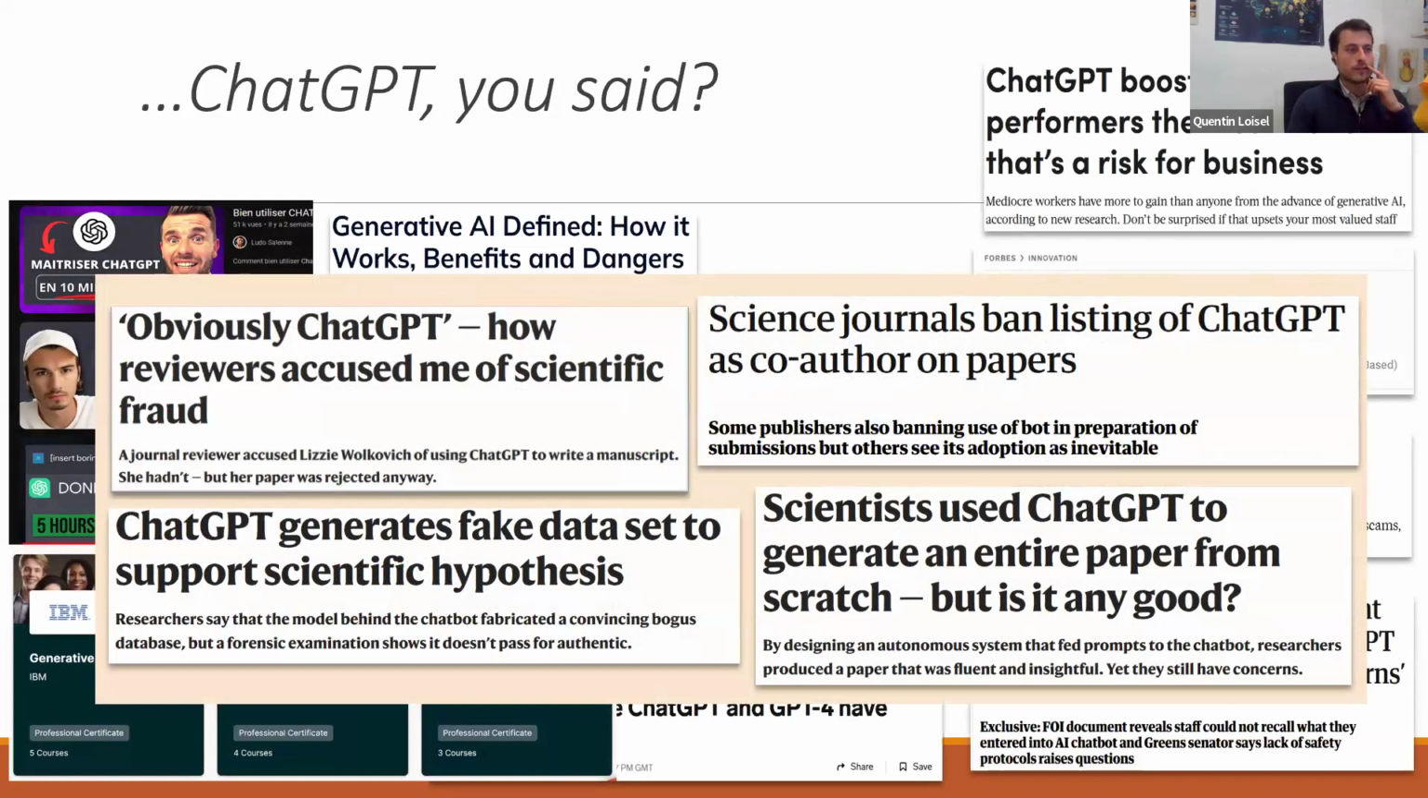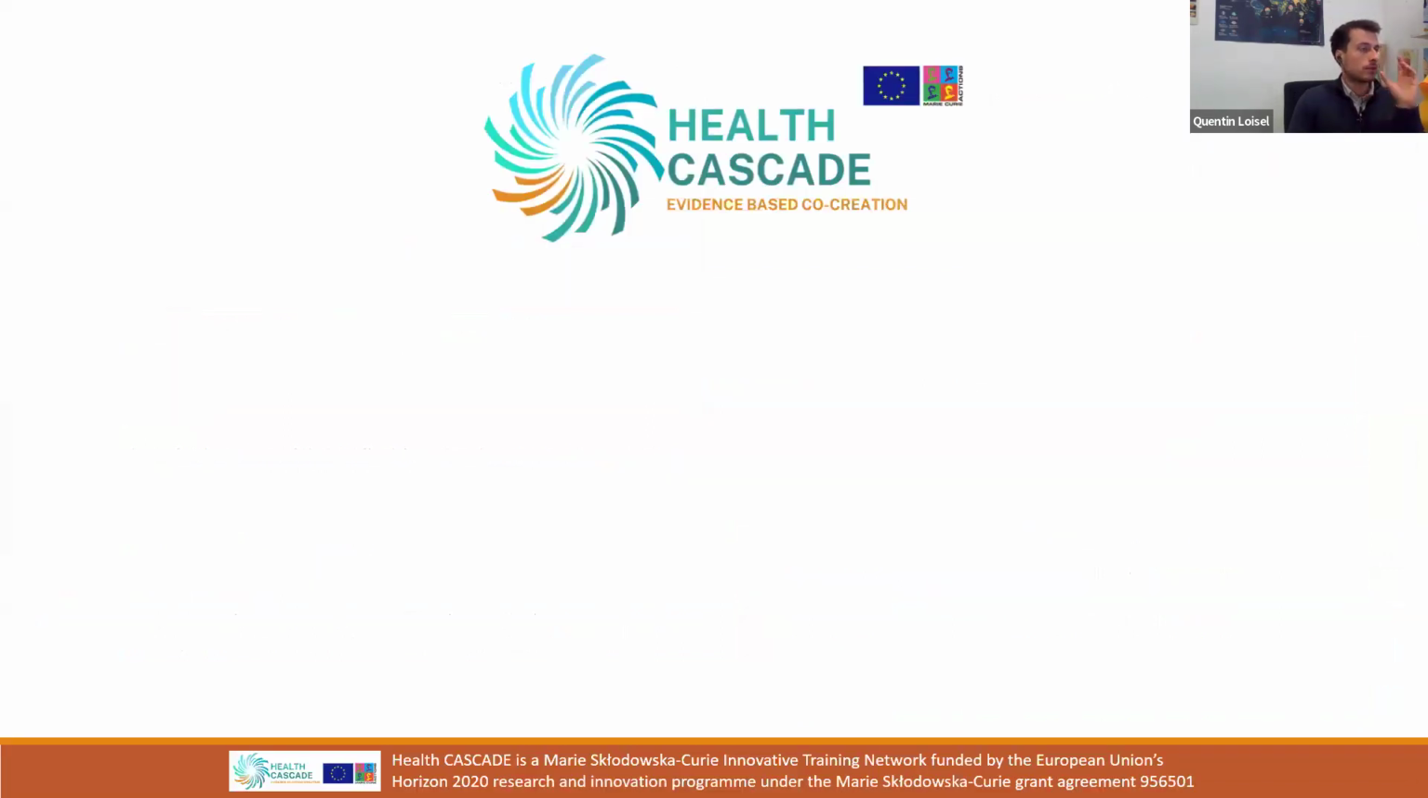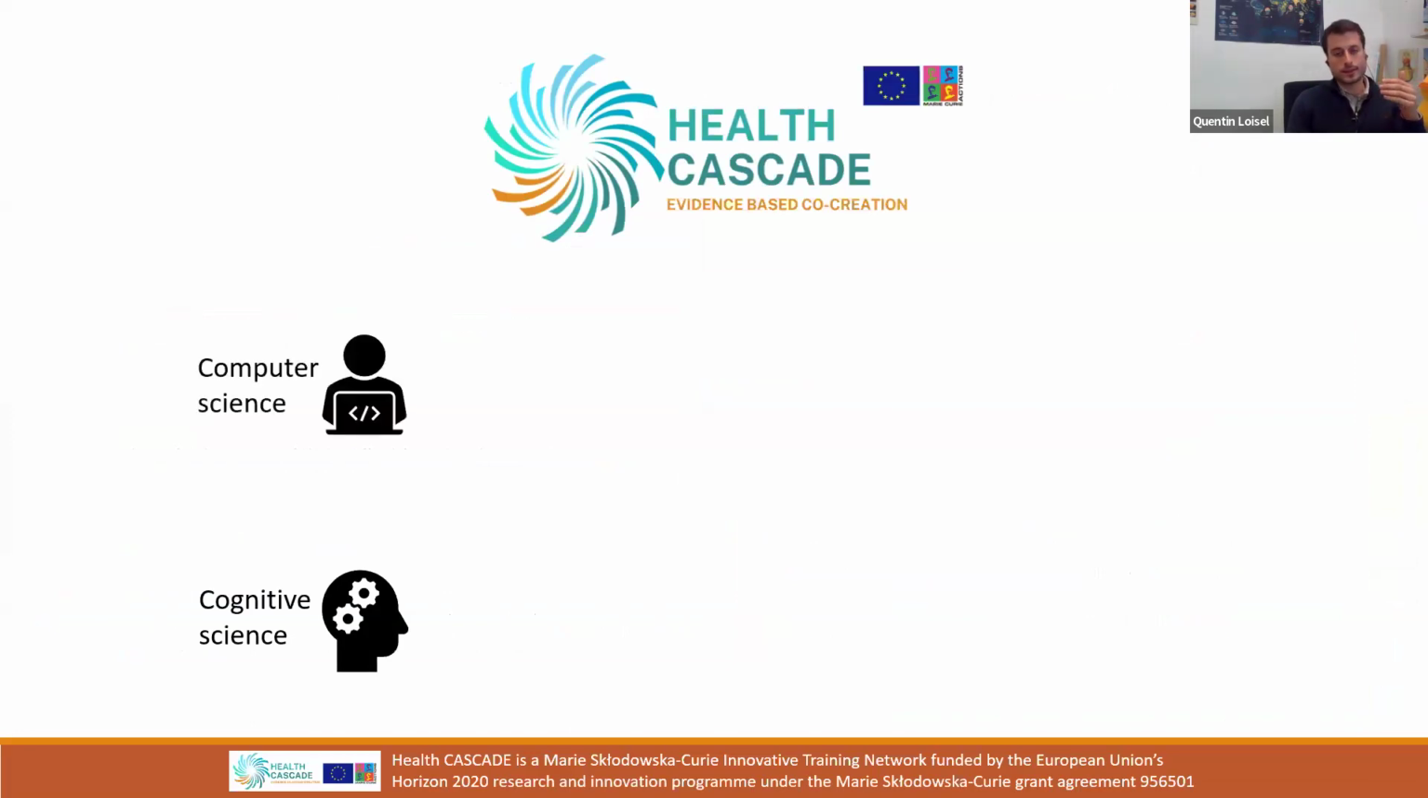I'm sure you heard about this paper which was spotted as being written by ChatGPT, and some humans writing something and being accused of using ChatGPT. When I saw this technology arriving, I was very interested for a reason. I'm part of the Health Cascade Consortium, which tries to establish co-creation, a collective intelligence process to solve complex problems. I'm a cognitive scientist, working closely with a computer scientist, and together we are developing technology to improve this complex collective intelligence system.